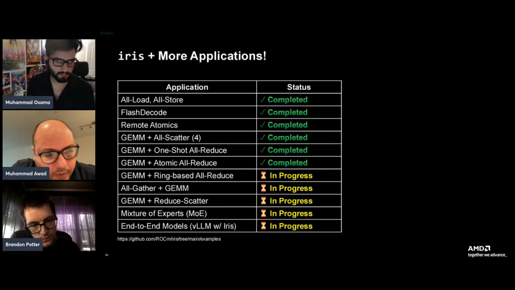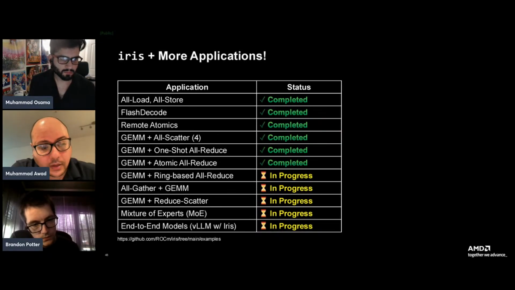We have an initial implementation for ring-based all-reduce, still a work in progress. The all-gather plus GEMM, like I mentioned, is pretty much done. GEMM plus reduce-scatter, we haven't implemented that yet, and I would be interested in seeing that as well. We're very interested in implementing an MOE kernel. We haven't gotten to that part yet.